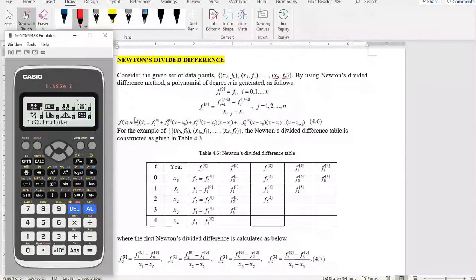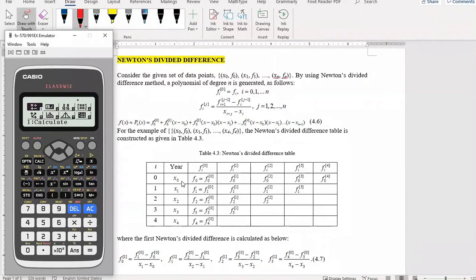Good morning, Kate. Today I'm going to show you how to use Casio's fx-570 EX Classwiz calculator to solve interpolation problems using Newton's divided difference. First of all, let's revise what Newton divided difference is.